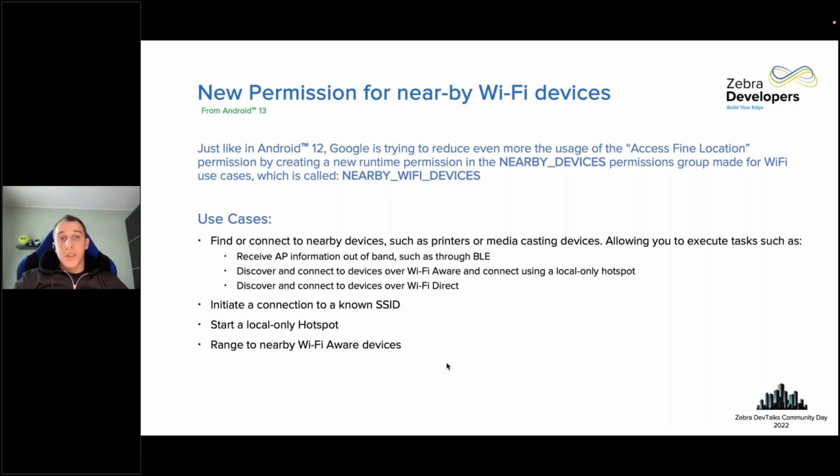Among the use cases that this permission is going to include, you can find things like finding or connecting to nearby devices, such as printers or media casting ones. You can also initiate a connection to a known SSID, start a local-only hotspot, or even check the range of nearby Wi-Fi aware devices.